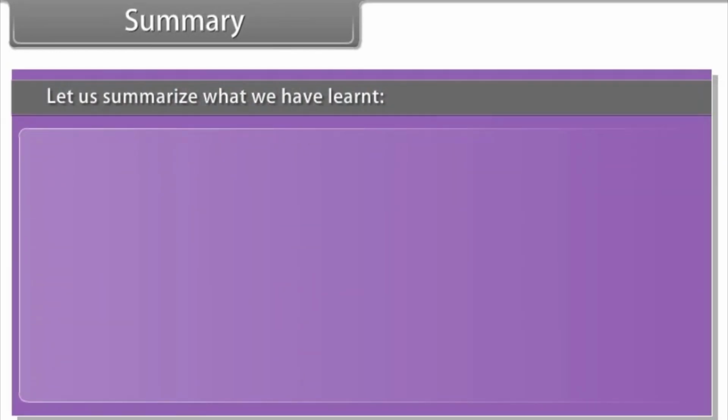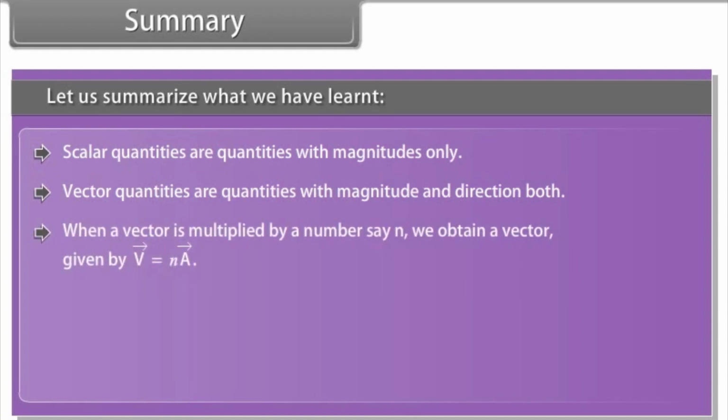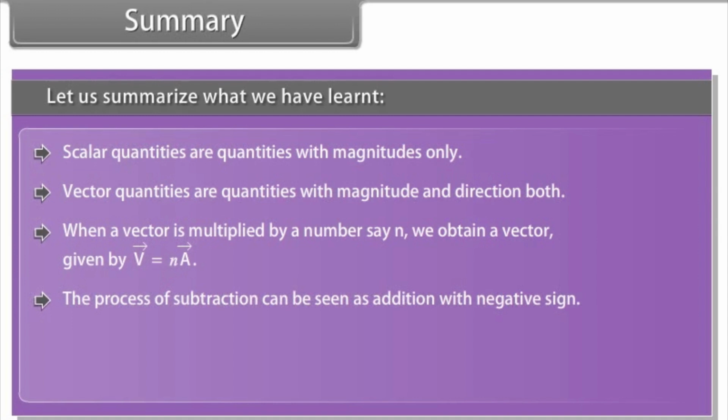Summary. Let us summarize what we have learned. Scalar quantities are quantities with magnitude only. Vector quantities are quantities with magnitude and direction both. When a vector A is multiplied by a number, say n, we obtain a vector v given by v = nA. The process of subtraction can be seen as addition with negative sign.